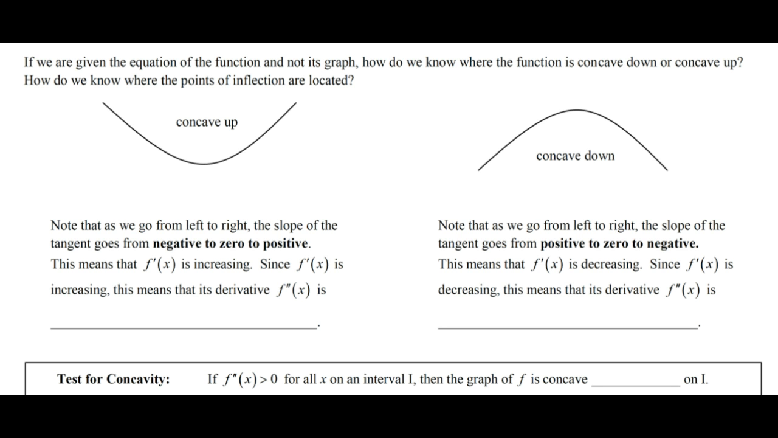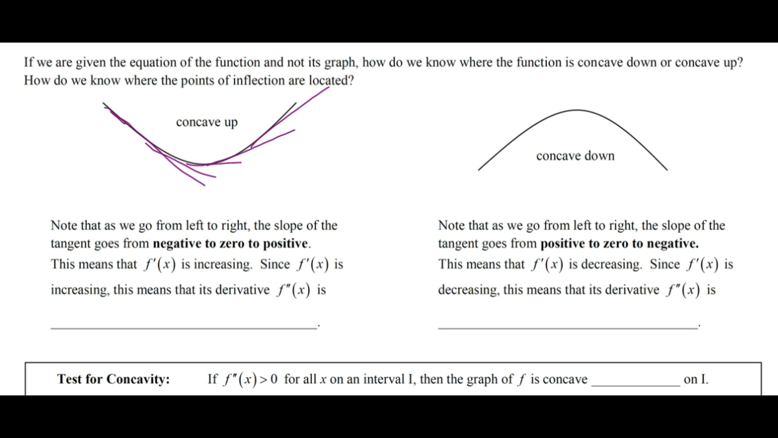So if it's concave up, as we go from left to right, the slope of the tangent starts off negative, then it becomes 0, and then it becomes positive, right? So it's a larger negative value, and then it's getting to be smaller negative values until it hits 0, and then we got some small positive values getting larger, which means that f prime of x is increasing, right?